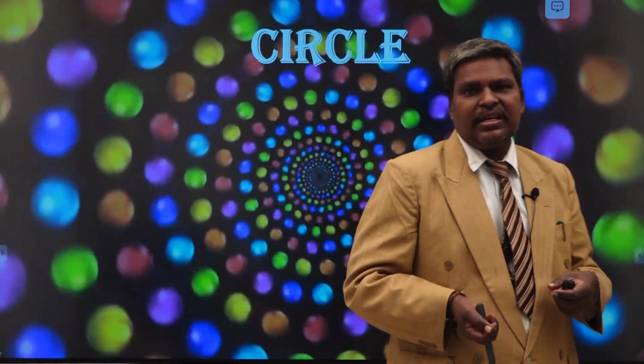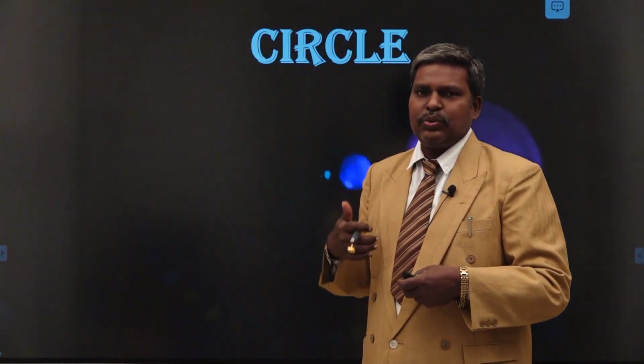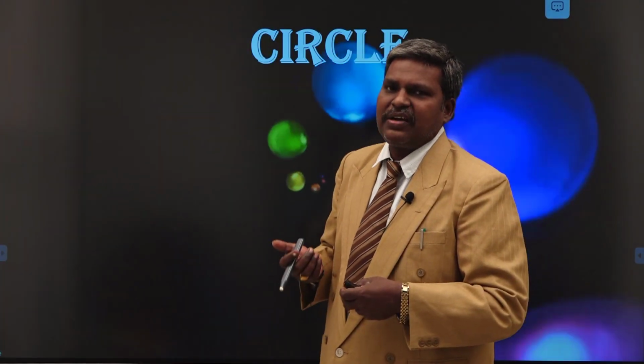What is the chord joining theta 1 and theta 2? x plus g into cos of (theta 1 plus theta 2) by 2 plus y plus f into sin of (theta 1 plus theta 2) by 2 equals r times cos of (theta 1 minus theta 2) by 2. All these are concepts related to tangents and normals to the circle.